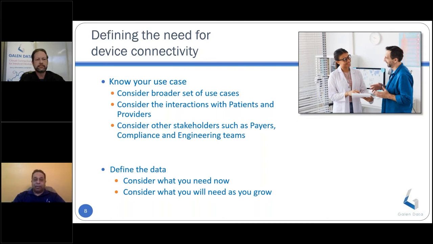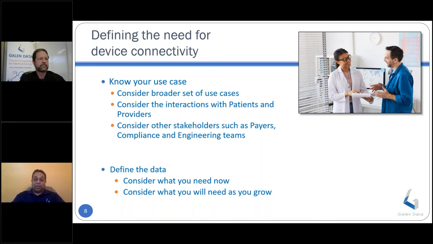Often we see people taking any kind of solution and trying to push it into an established workflow, with the idea that the workflow needs to be changed. That is not always the best case, because a lot of times you get pushback. So understanding how your solution will fit into existing workflows or slightly modified workflows is key.